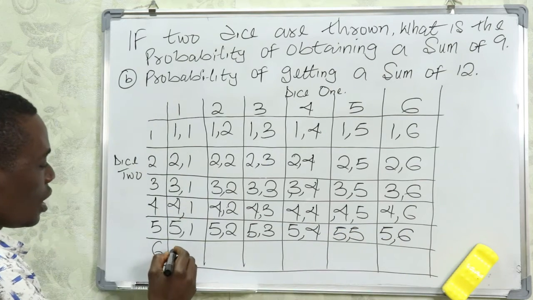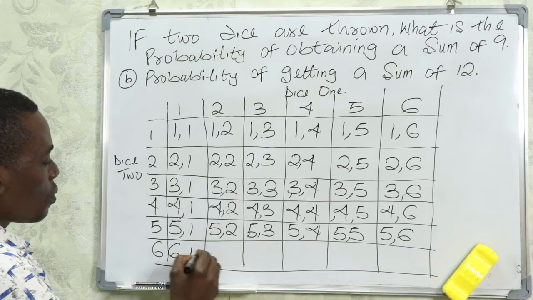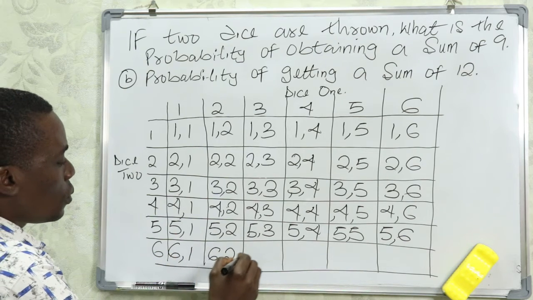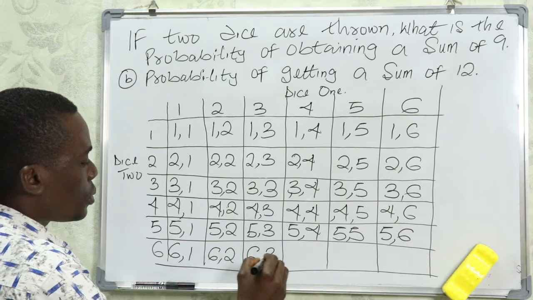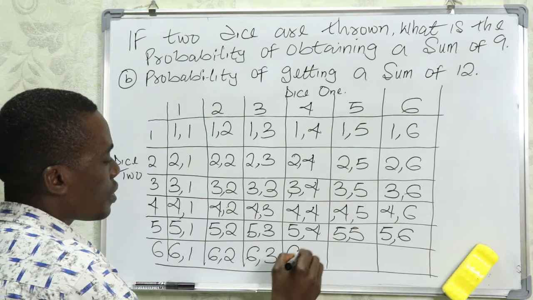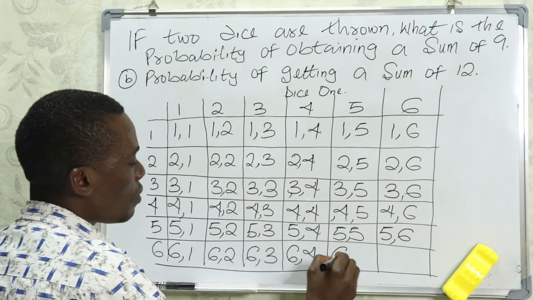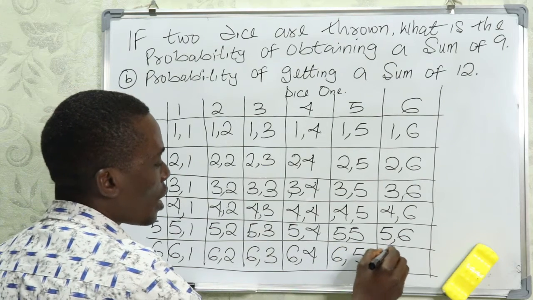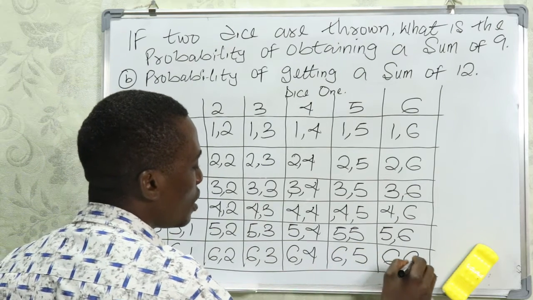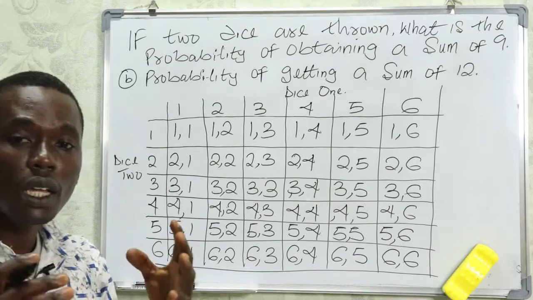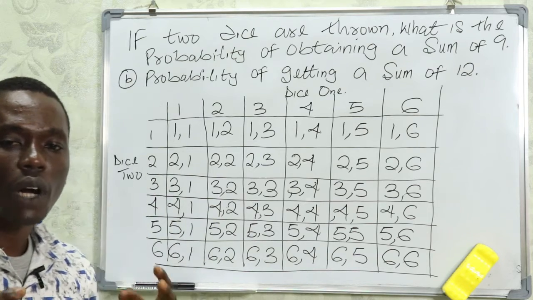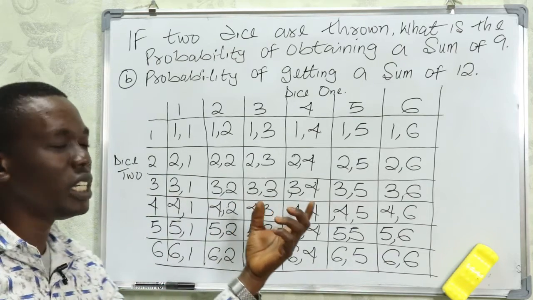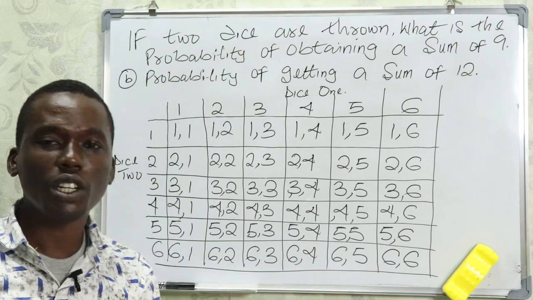And a 5 and 6. Here we can have a 6 and 1. We can have a 6 and 2, a 6 and 3, a 6 and 4, a 6 and 5, and we can have a 6 and 6. These are the possible outcomes you can get in throwing 2 dice at a stretch.